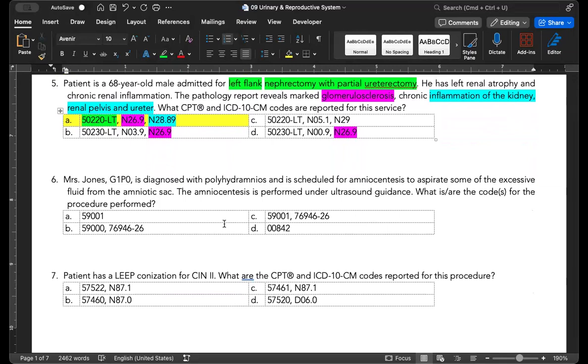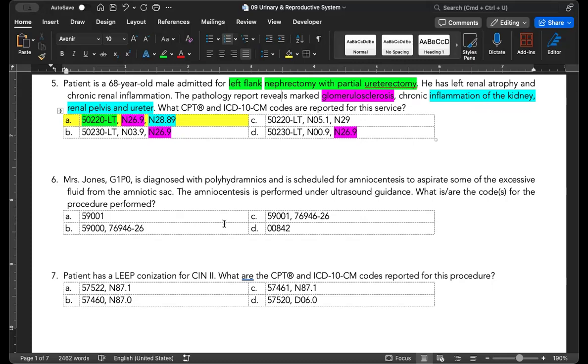So now let's shift gears and talk about maternity and delivery. Okay. So number 6, we have Mrs. Jones, which is G1P0, is diagnosed with polyhydramnios, and she's scheduled for an amniocentesis to aspirate some of the excessive fluid from that amniotic sac. The amniocentesis is then performed under ultrasound guidance. So what code or codes should we report for the procedure?